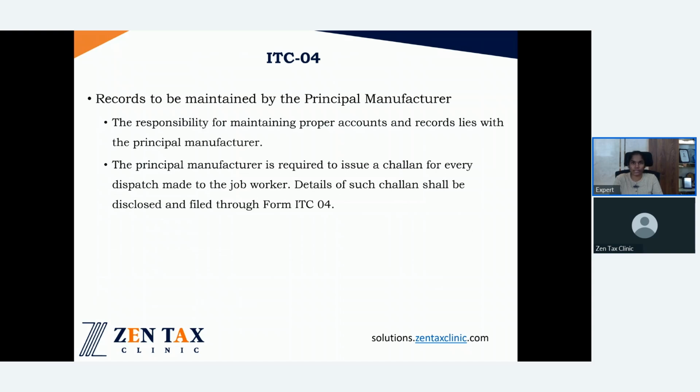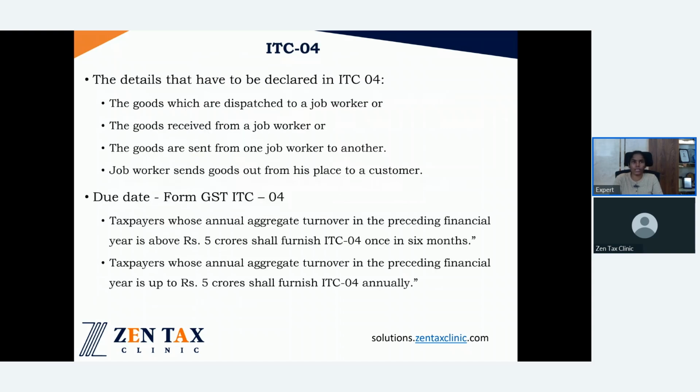Now what are the details that have to be given under ITC 04? The goods which are dispatched to a job worker, or which are in turn received from a job worker, or the goods that are sent from one job worker to another, or the goods the job worker, after processing and treatment, sends directly to the customer from his place. So in all these situations, ITC 04 is to be furnished and filed.